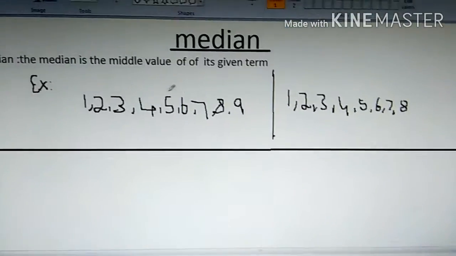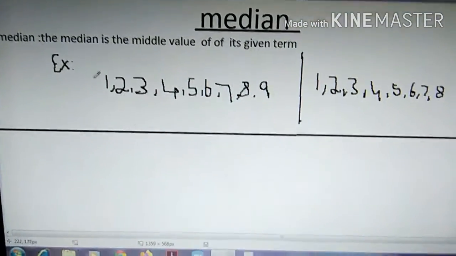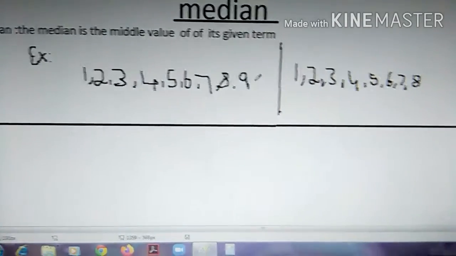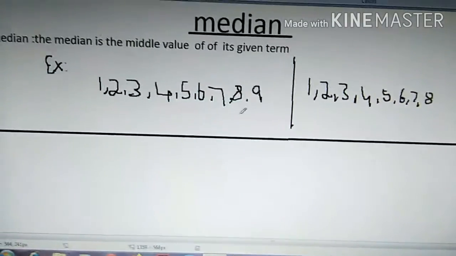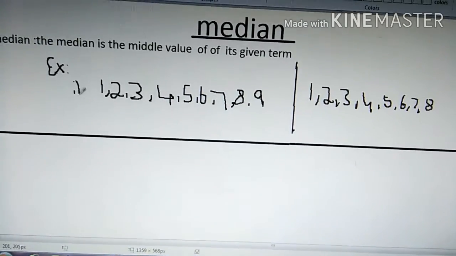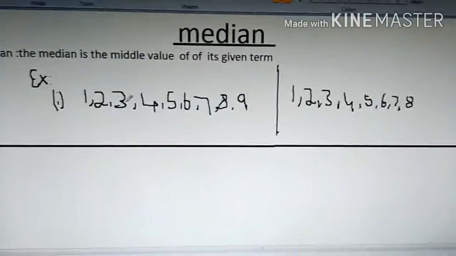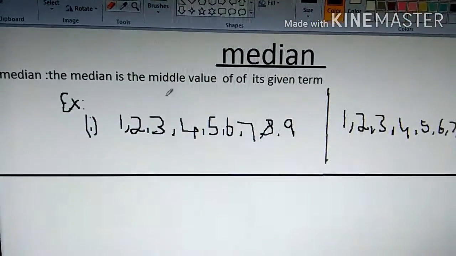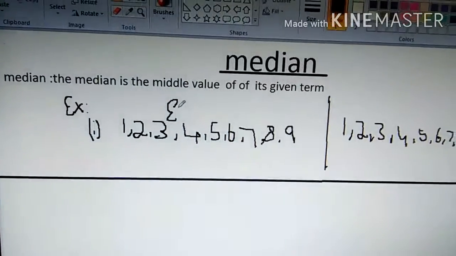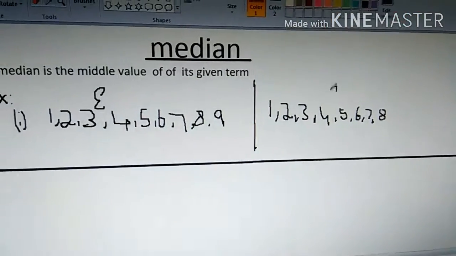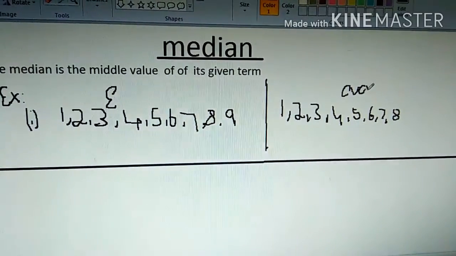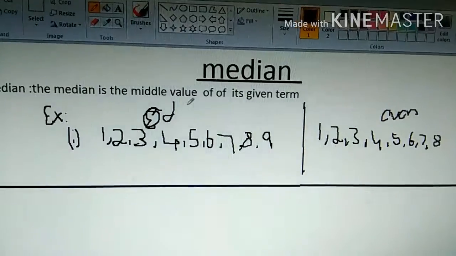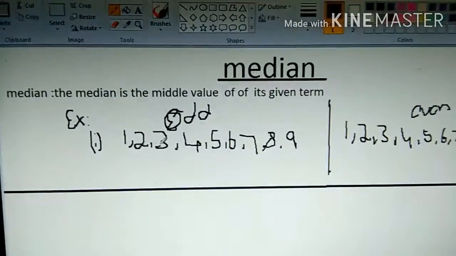Now, there are two ways to find it out. One is in the form of formulas, another is this way. When we are learning, we will learn the first way I am showing. Next, I will show the second way. In the first way, if the number of observations given is even, there is one way to find it out. If the number given is odd, there is another way. Let's see how to find the median for odd in the first way.